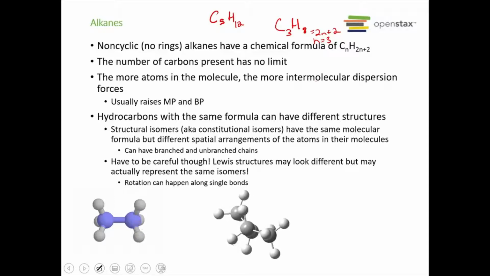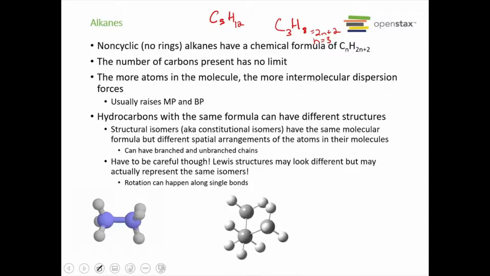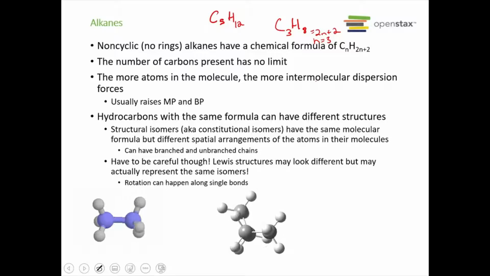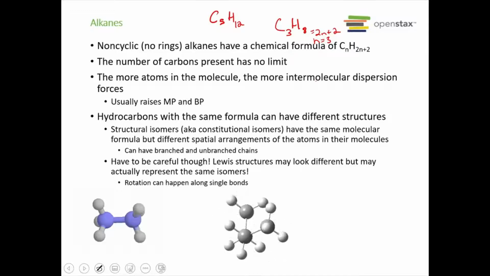The number of carbons in an alkane has no limit. You can have just a ton of carbons in a chain. In fact, in things like biochemistry, you have just an insane number of carbons. Waxes and fats can have like 20, 30 carbons in them.